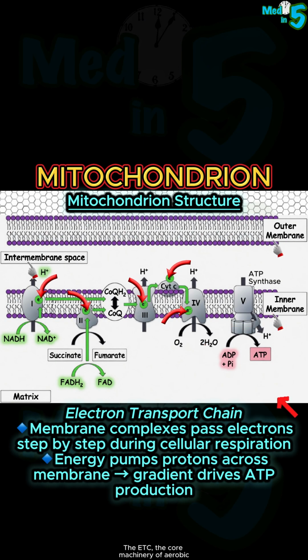The ETC, the core machinery of aerobic or oxygen-driven ATP production, comprises membrane complexes that pass electrons step by step during cellular respiration. The released energy pumps protons across the membrane, creating a gradient that drives ATP production.